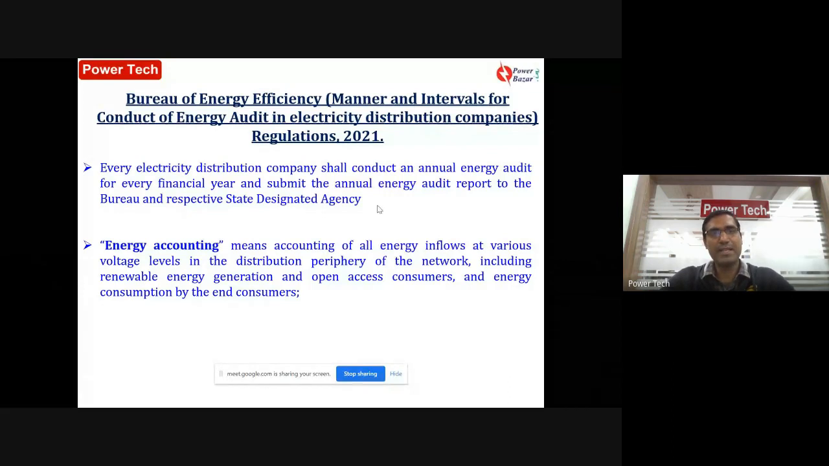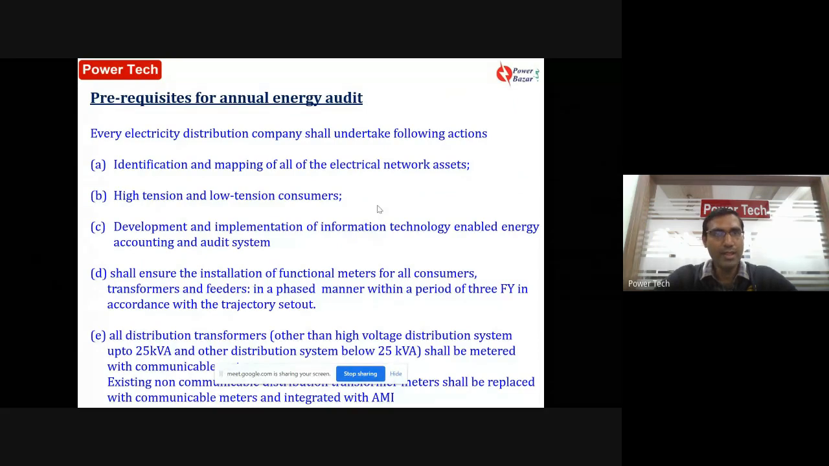What exactly is meant by energy accounting is to account all the energy flow, what is inflow at the various voltage levels, at 33 kV, 11 kV, and also at the LT level, in the distribution periphery of the network, including the renewable energy generation, open access consumers, and energy consumption by the end consumers. So these are the prerequisites for an annual energy audit.